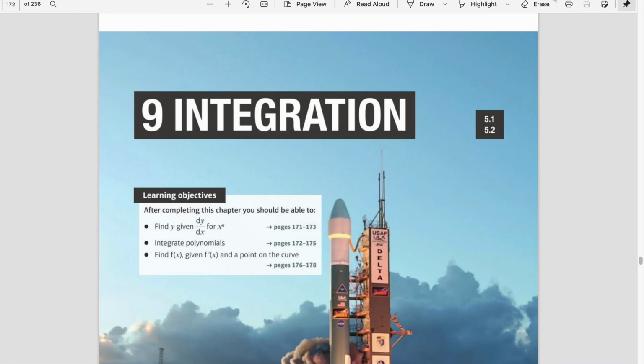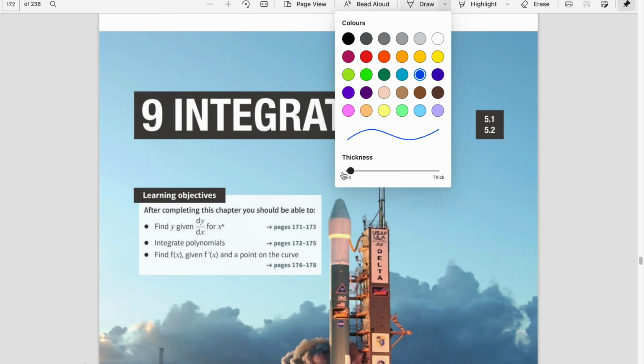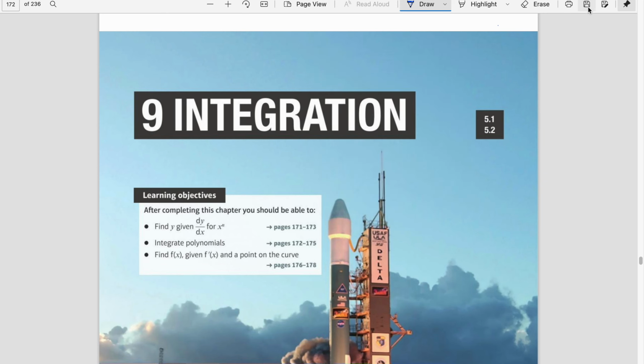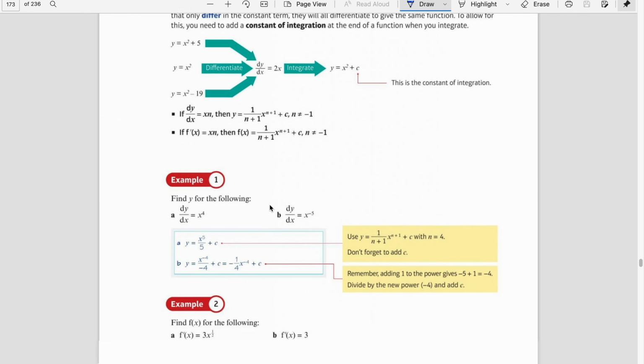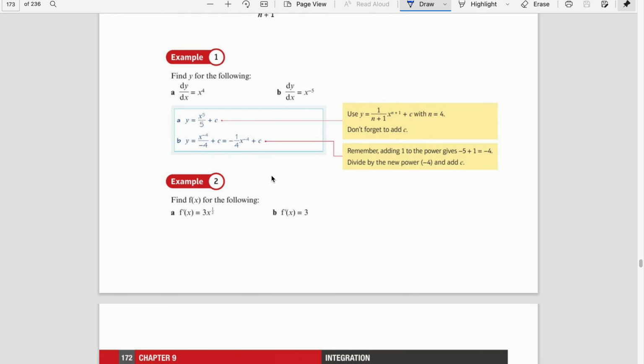Of differentiation. And when there are definite integrals, we don't need to add plus c. Other than that, we do that. Quick example, and then we'll move on to longer questions.